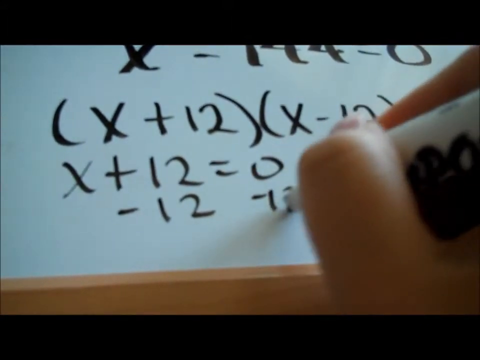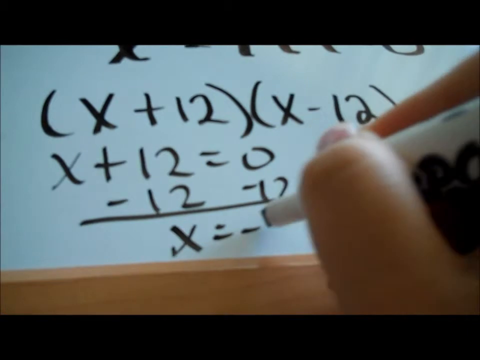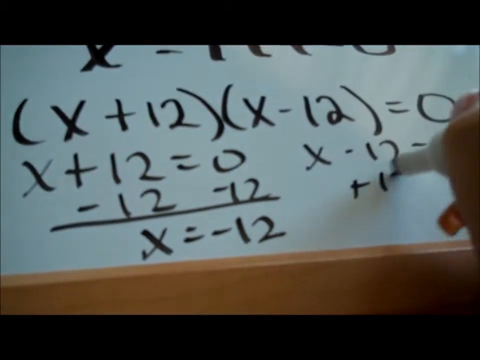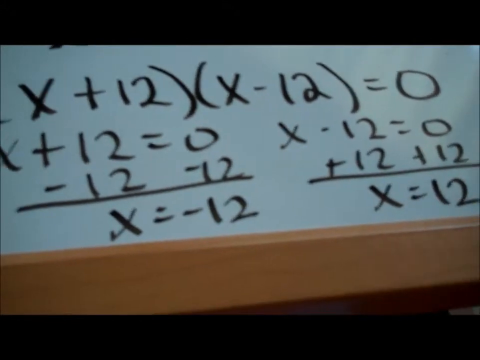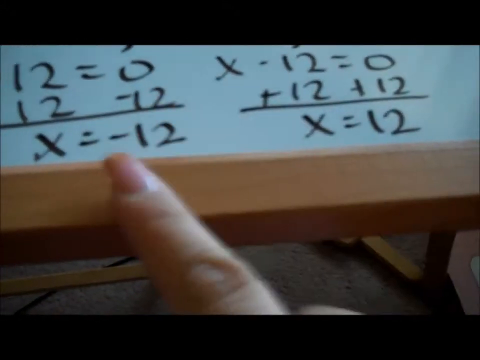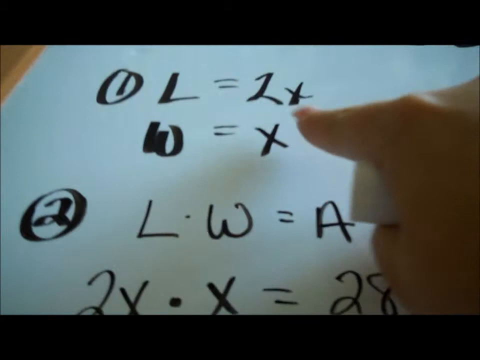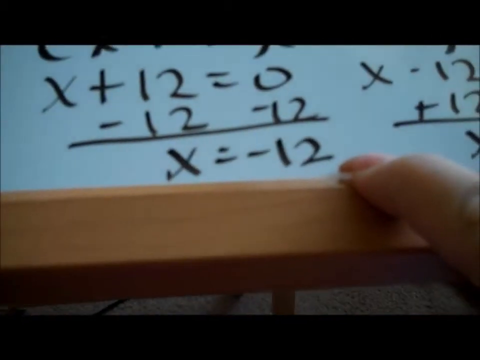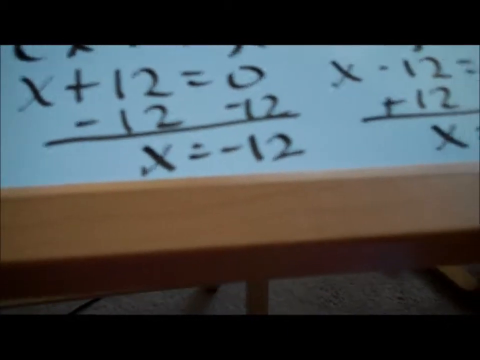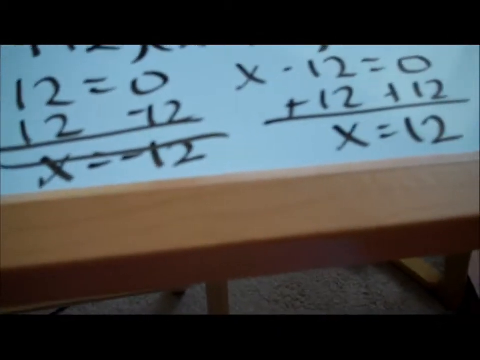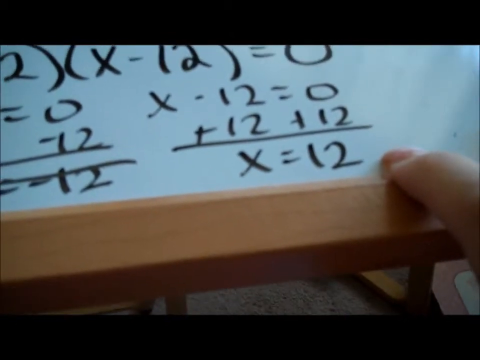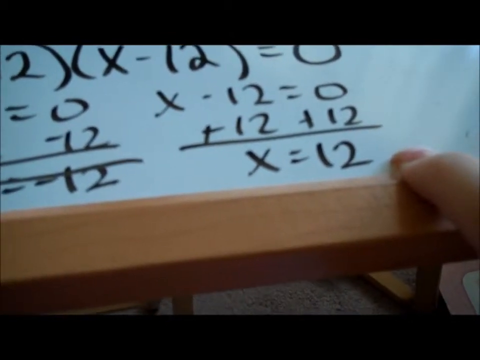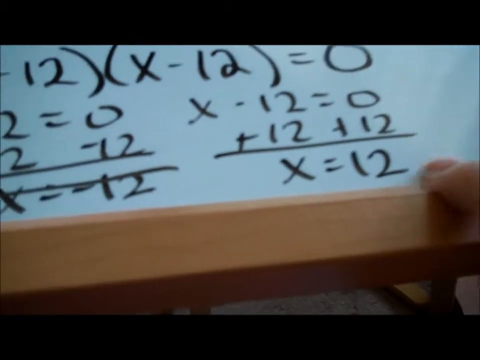Minus 12 on both sides on this one, so I get x equals a negative 12. Add 12 on both sides, and I get x equals a positive 12. So remember, these x's are referring to the width. Can we have a negative 12 as our width? And the answer is no, we cannot. So we can only take the positive here. In word problems we are not allowed to take a negative value, we can only take a positive value.